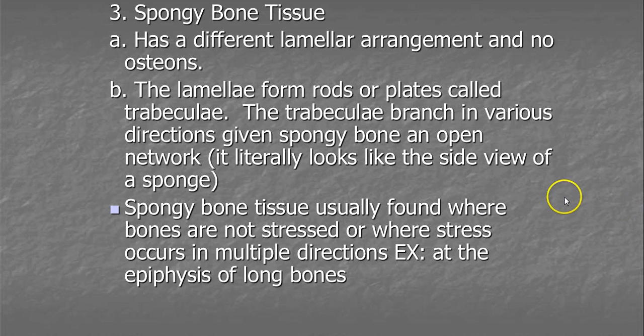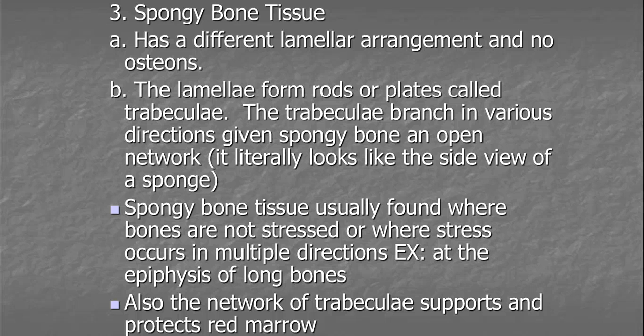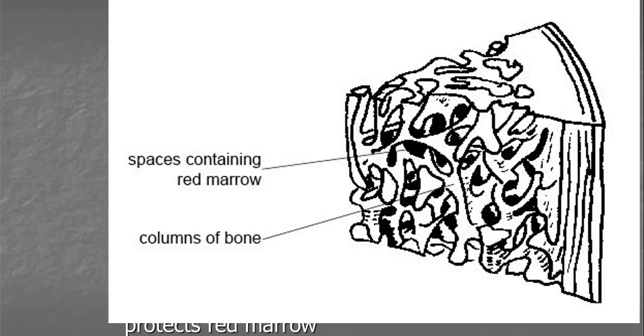Spongy bone tissue is usually found where bones are not stressed very much or where stress can occur in multiple directions. Remember, compact bone is made to withstand stresses in really only one direction, up or down in long bones, whereas spongy bone can withstand stresses from multiple directions. The network of trabeculae also helps protect the red marrow in the locations in the epiphysis of each of the long bones.